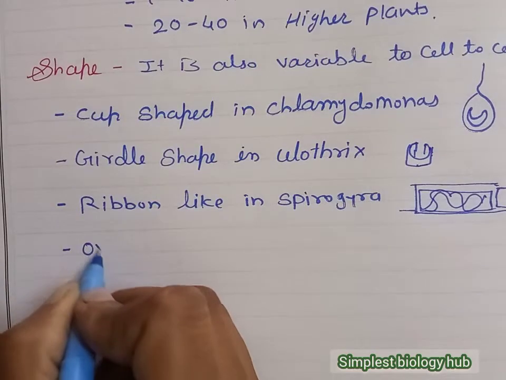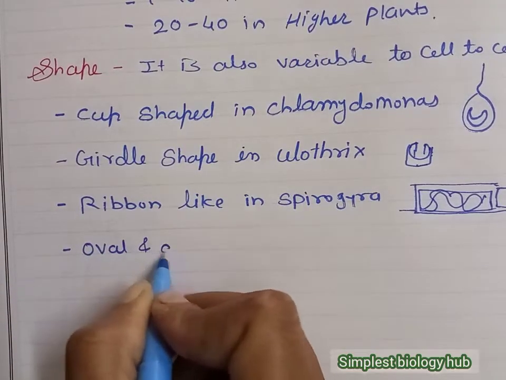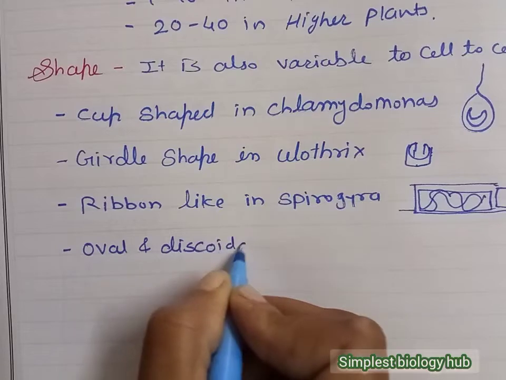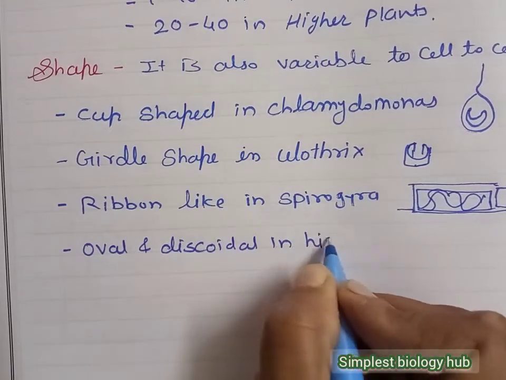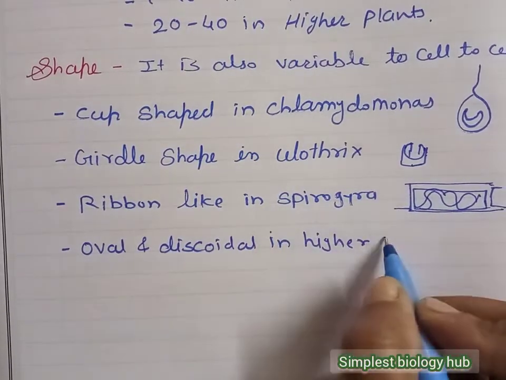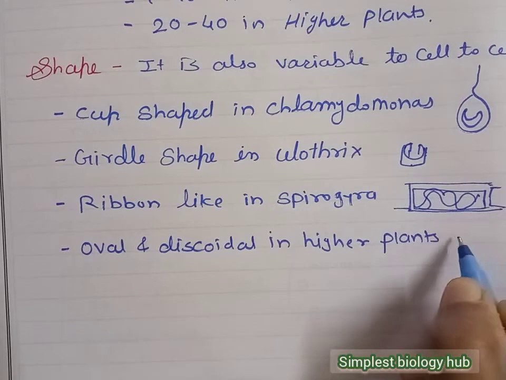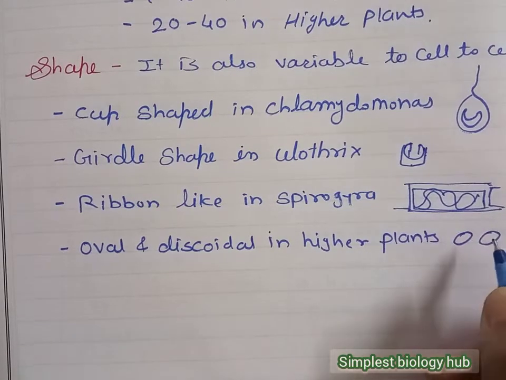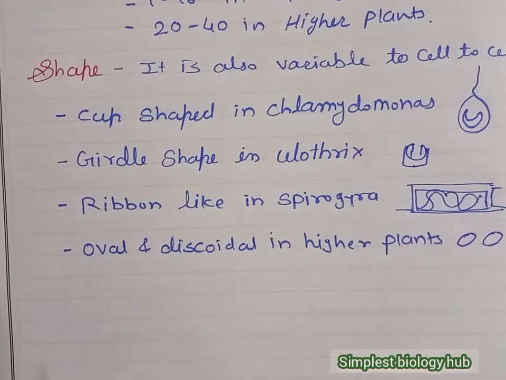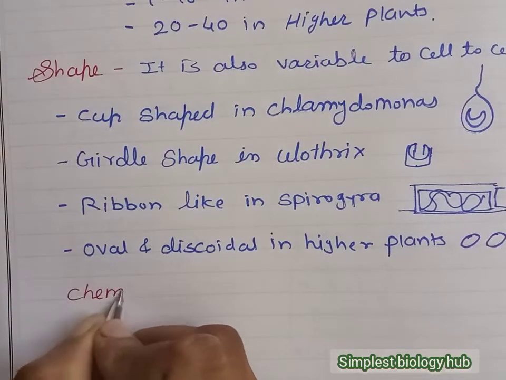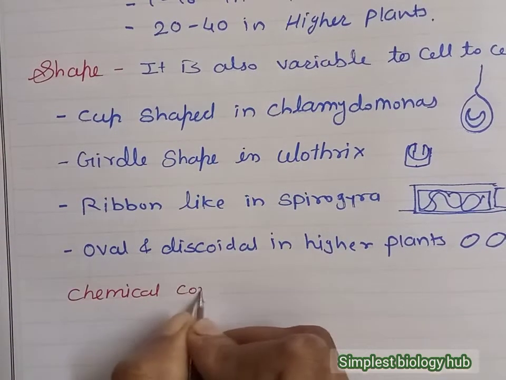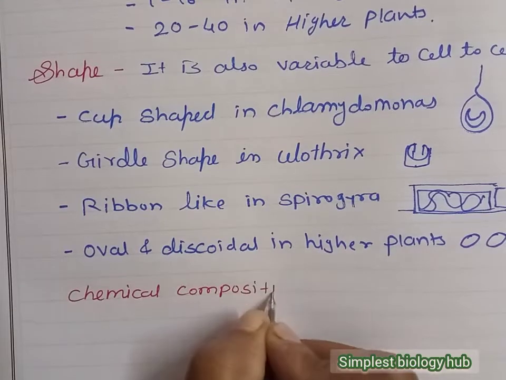It is oval and discoid in shape in higher plants like angiosperms and gymnosperms. In most of the higher plants it is discoidal and oval shaped. Now we see the chemical composition of the chloroplast. From what type of material is it made up?